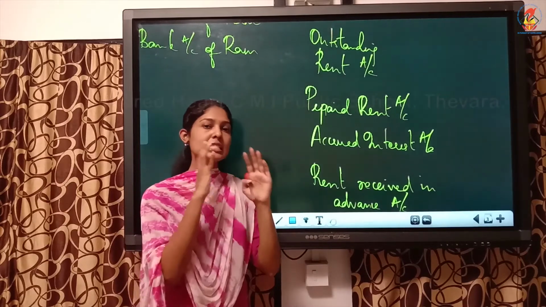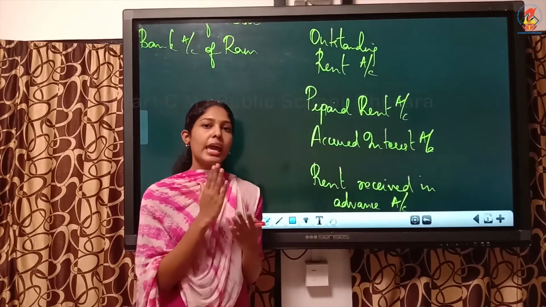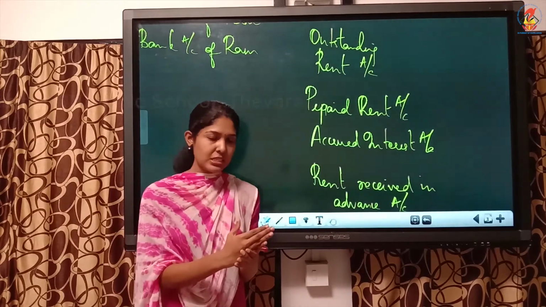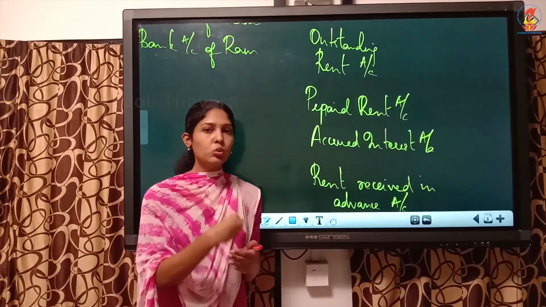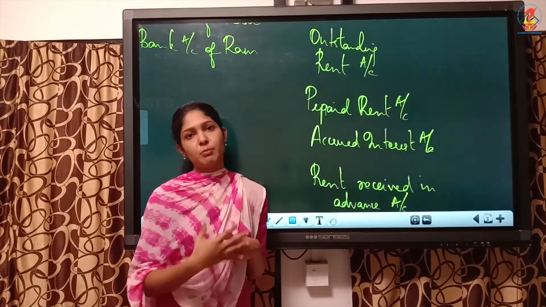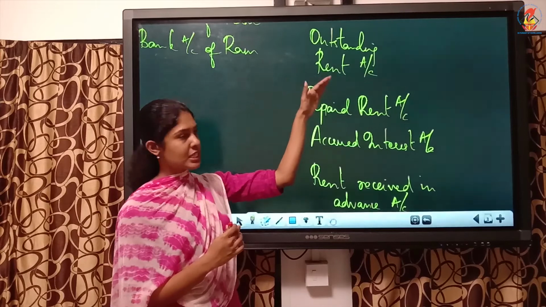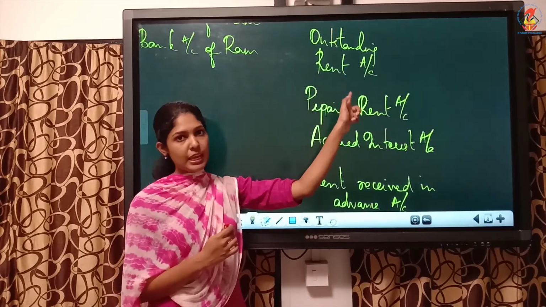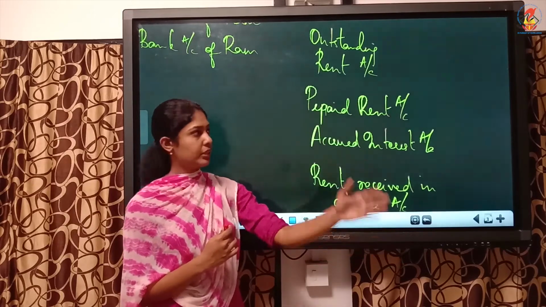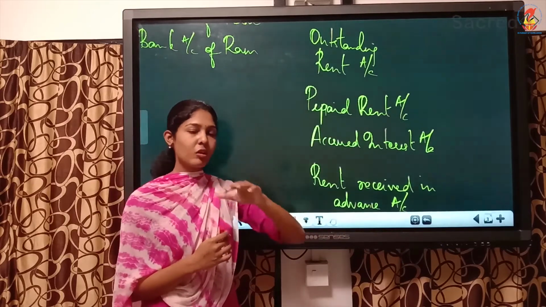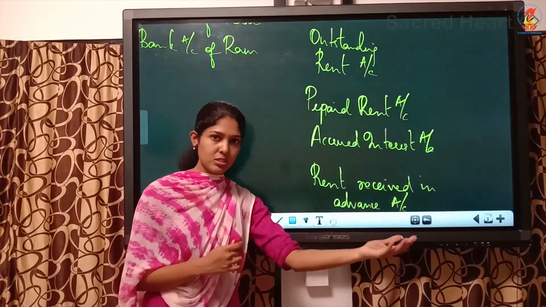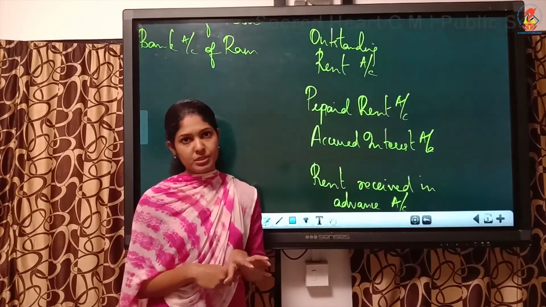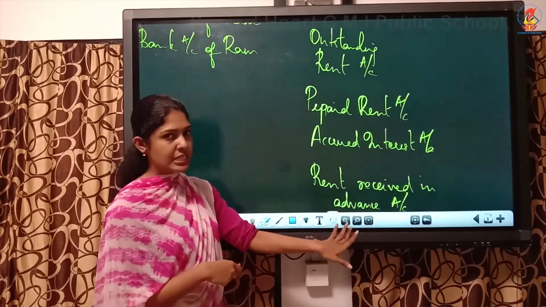It can be to a landlord. So representative personal accounts means accounts which represent the amount payable to a person or a group of persons. So that is called representative personal. Outstanding rent account represents the amount payable to landlord. Similarly, prepaid rent means rent which we paid in advance to the landlord. So that also represents a particular person or a group of persons. That is called representative personal.